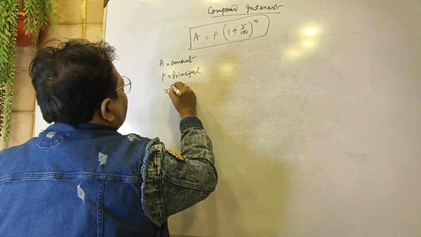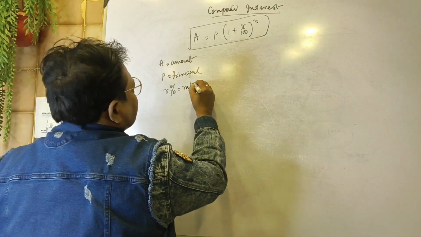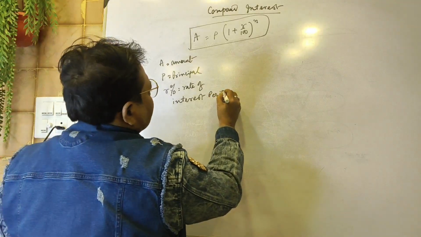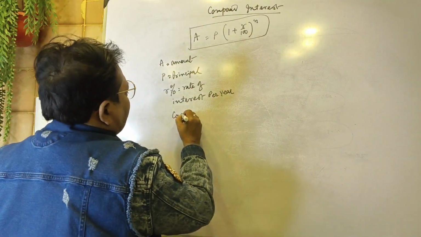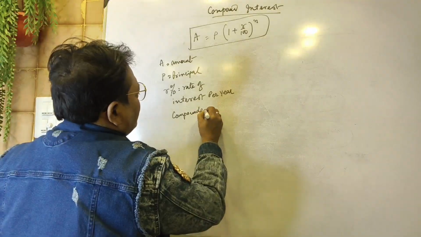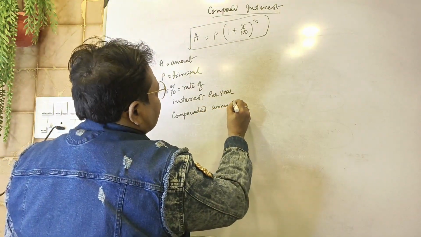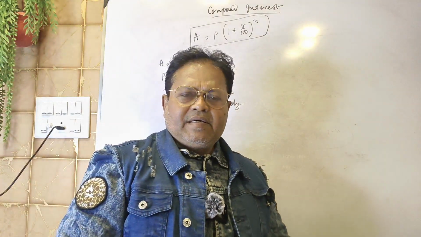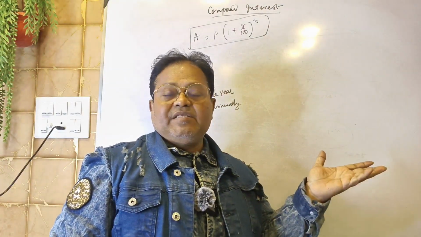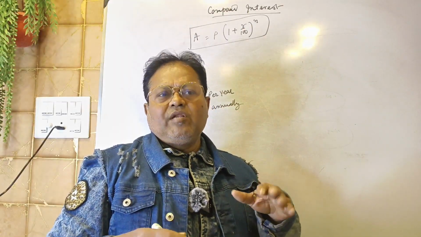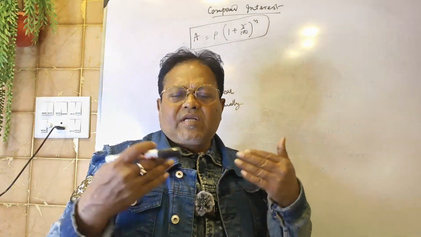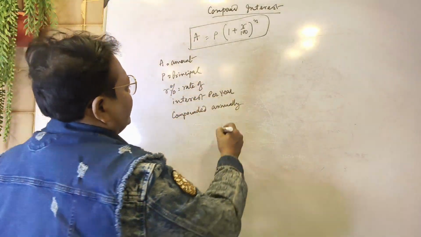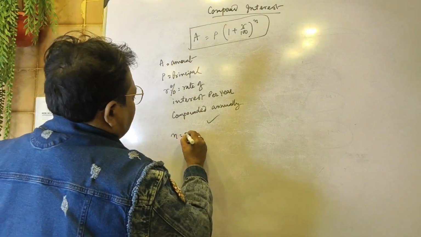R percent is the rate of interest per year, compounded annually. This is a very important term, compounded annually. That is, whatever interest is earned is again introduced as investment, that is, previous principal plus interest. That amount next year will go under interest again. So compounded annually, and n is the number of years.